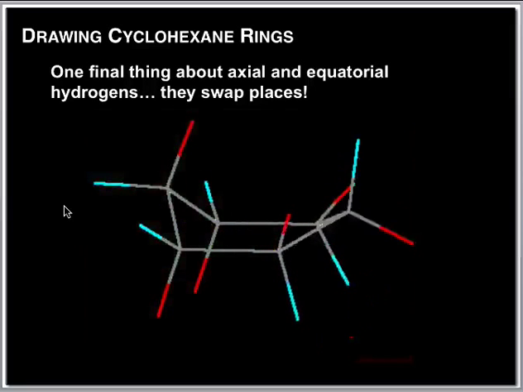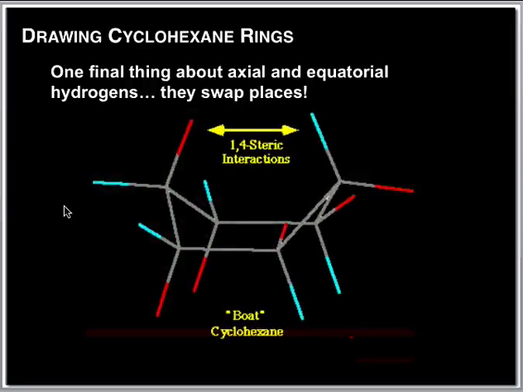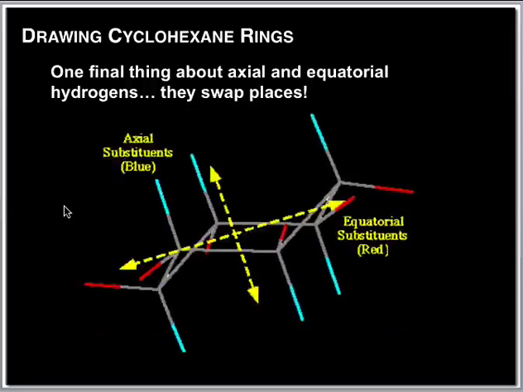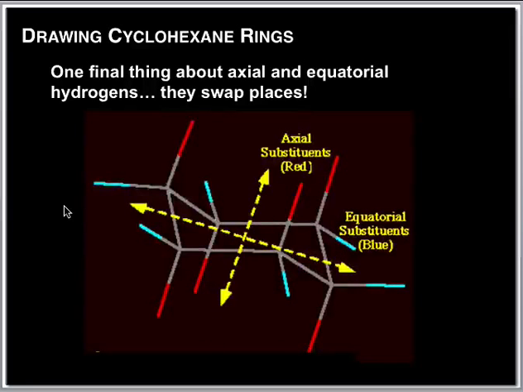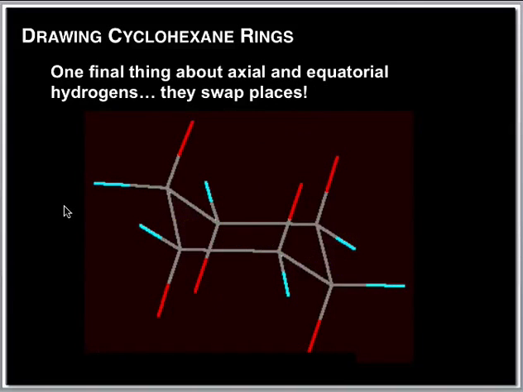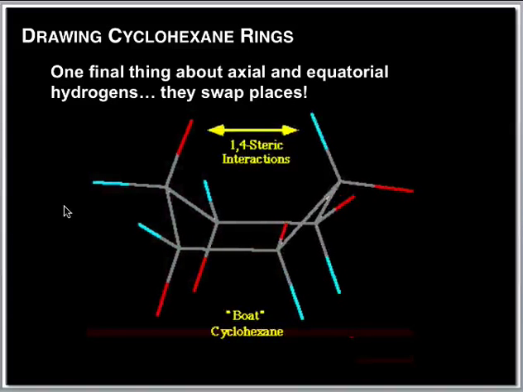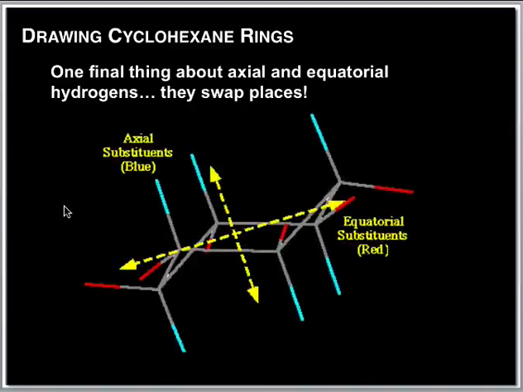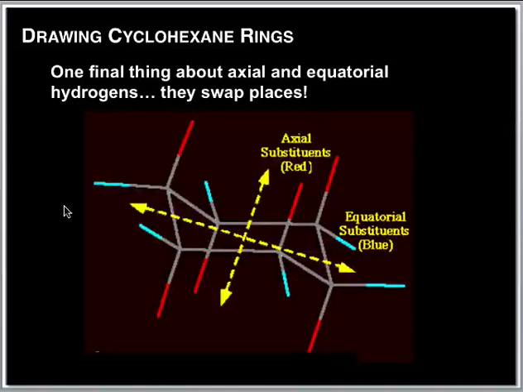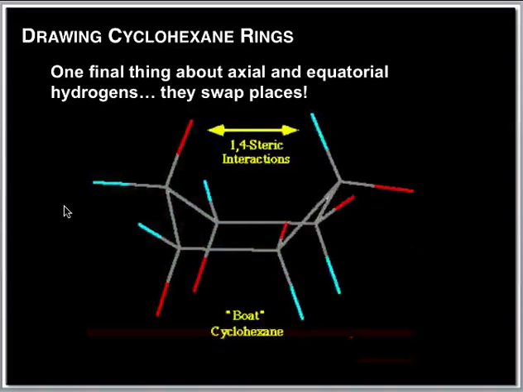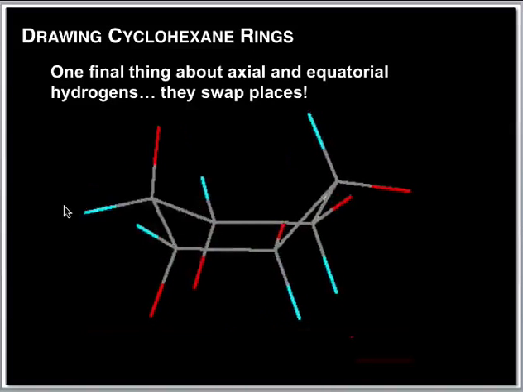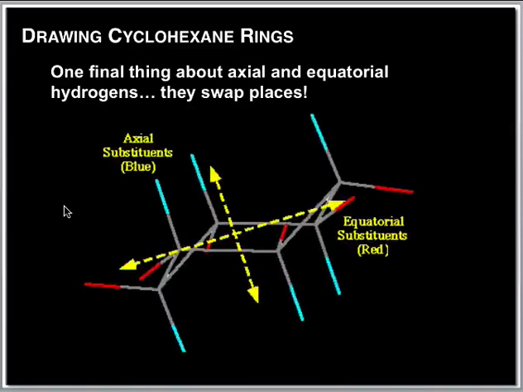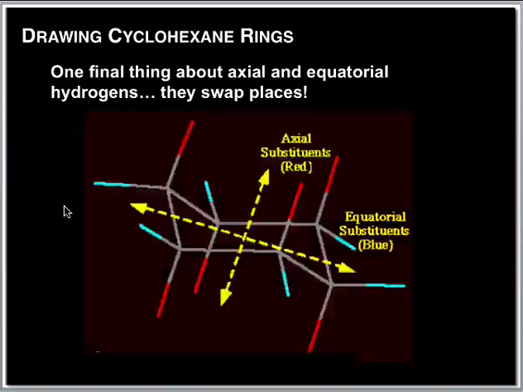Watch this go back and forth a few times. The blues are axial. Now the reds are axial. To change, all we do is grab one end, move it up, grab the other end, move it down. Suddenly, blues are axial, reds are equatorial. This is called a ring flip. Cyclohexane undergoes ring flips or ring inversions very, very rapidly, once again, about a million times a second.